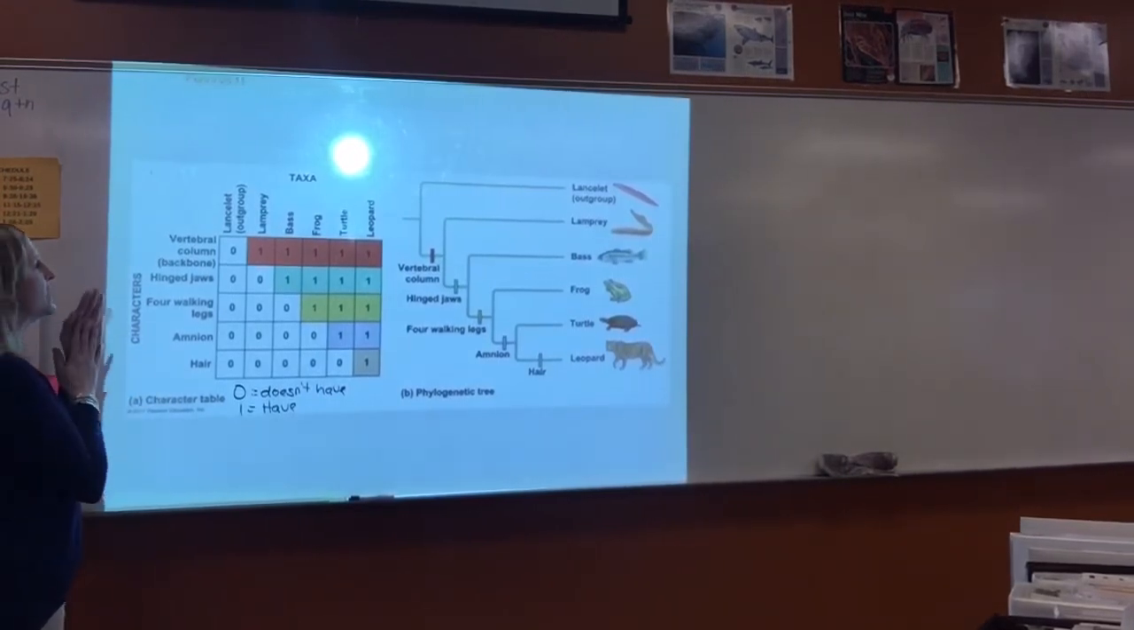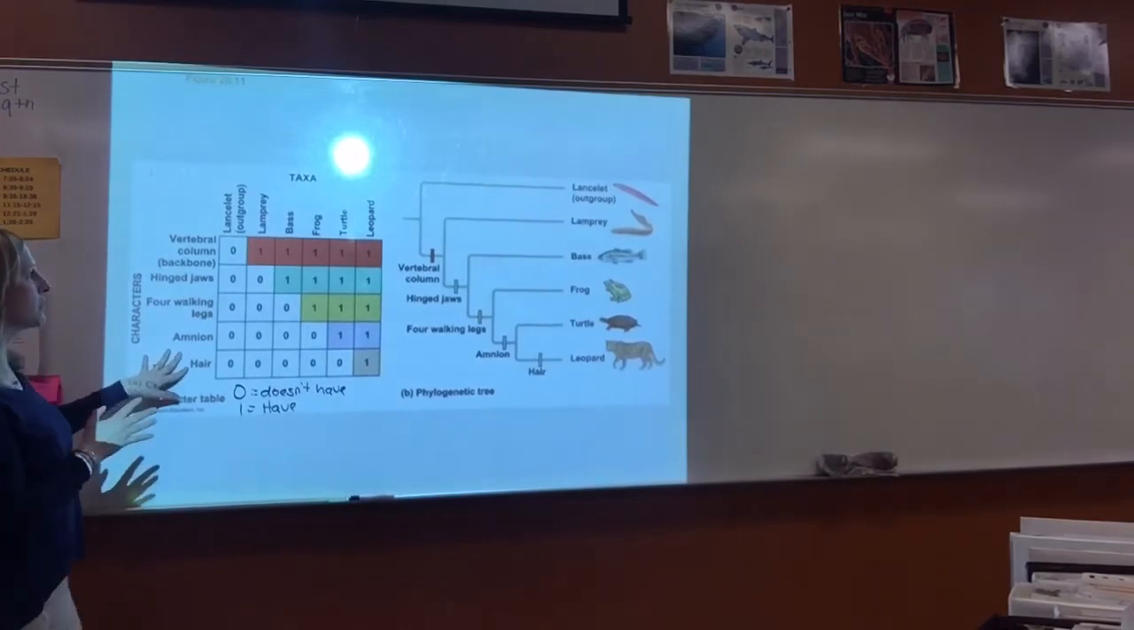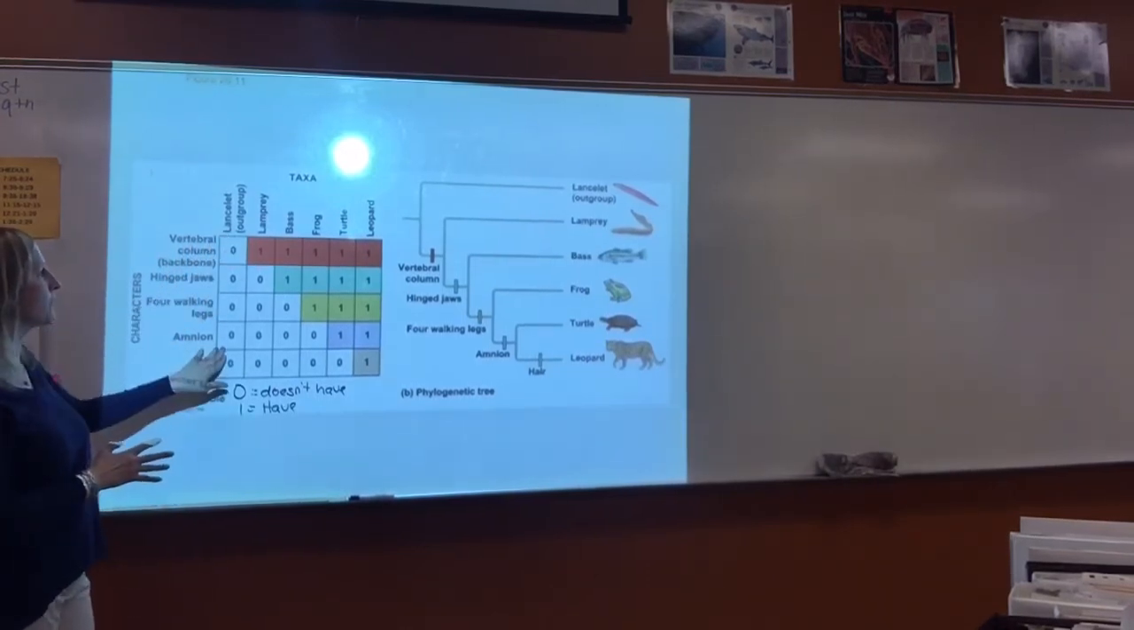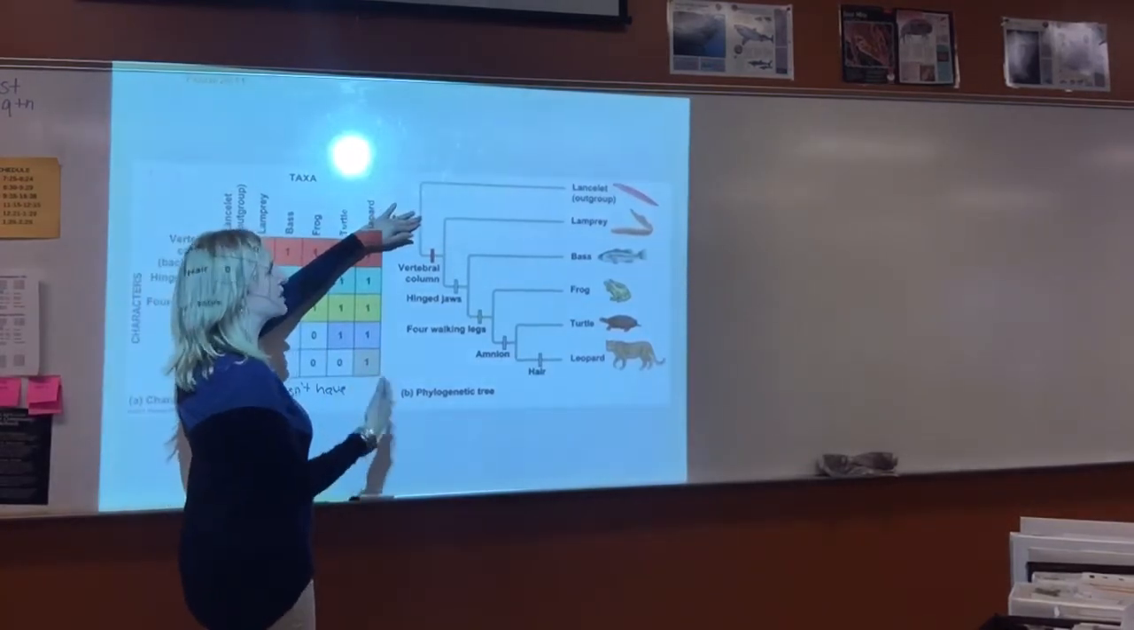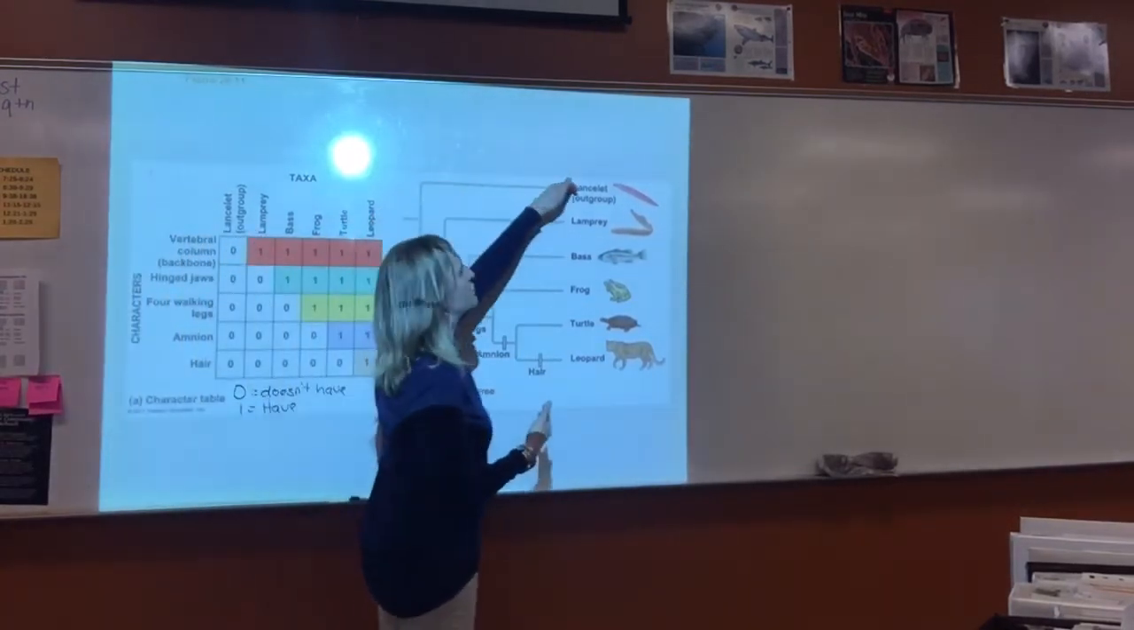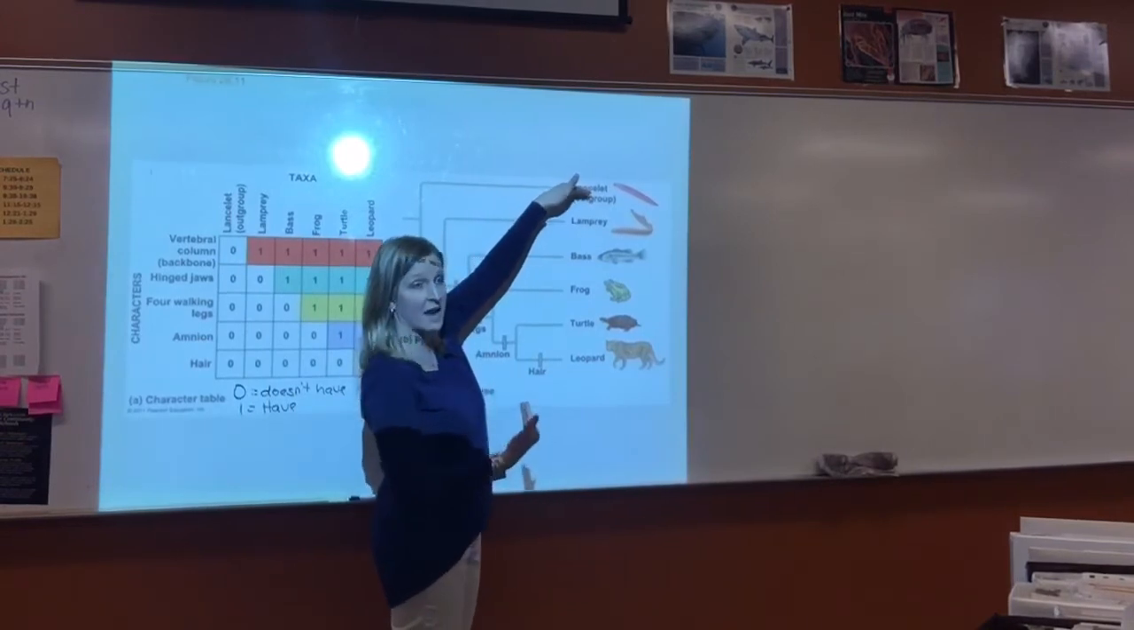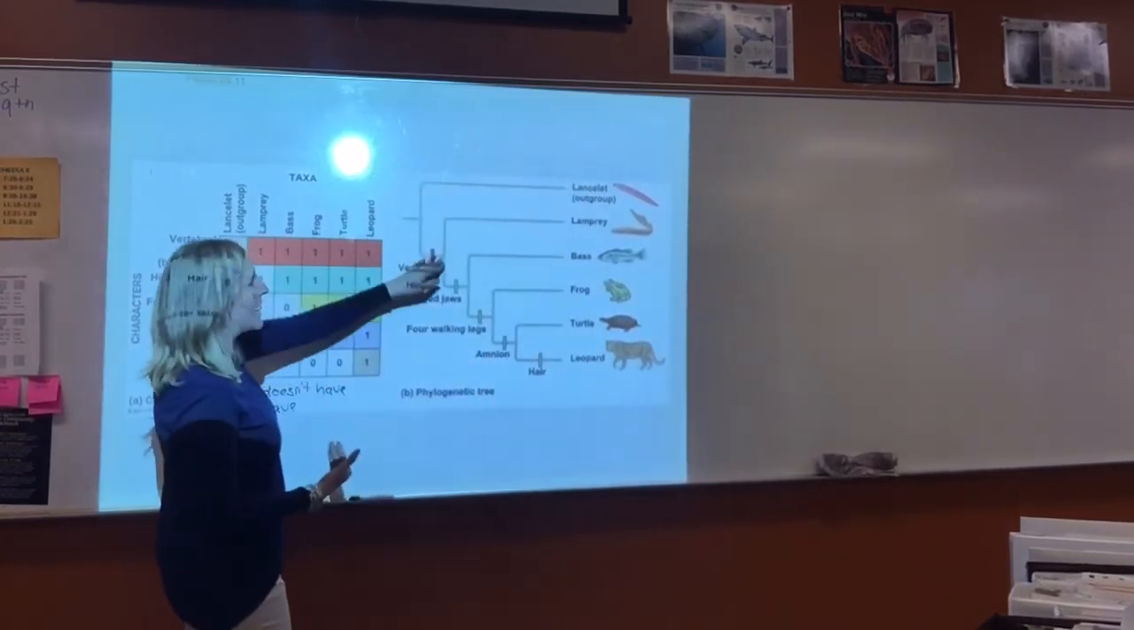So if we notice here, these are the traits that we're looking at. None of them are found in the lancelet. So here's the common ancestor. So none of these traits are in the lancelet. So we have a divergence. We put the lancelet there that doesn't have any of those traits. And then we make a second branch.